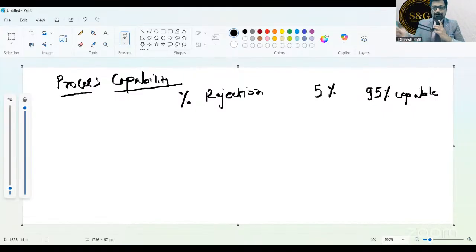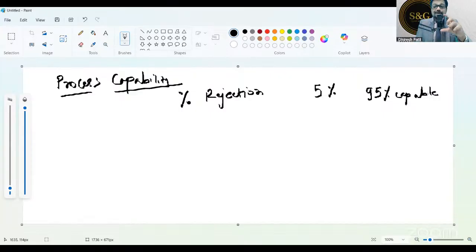At that point in time, in the newer industrialization era, it used to be measured in percentage. What is your process capability? How capable is your process? 95%. That means out of 100, 95 are within specification, 5% are going outside of specification. They're rejected. That is called 95% capable.